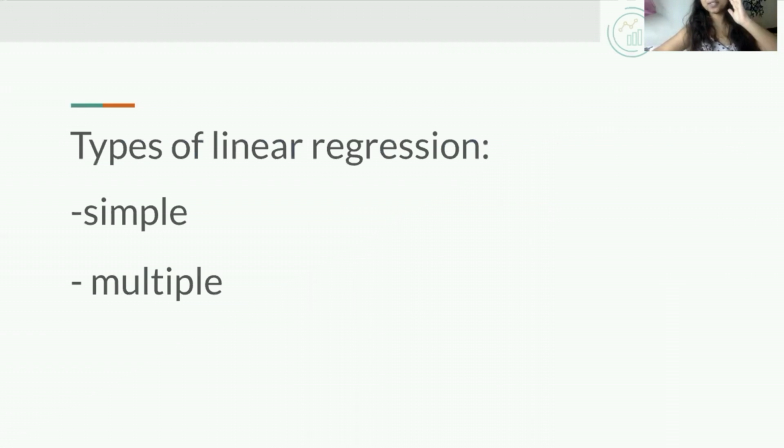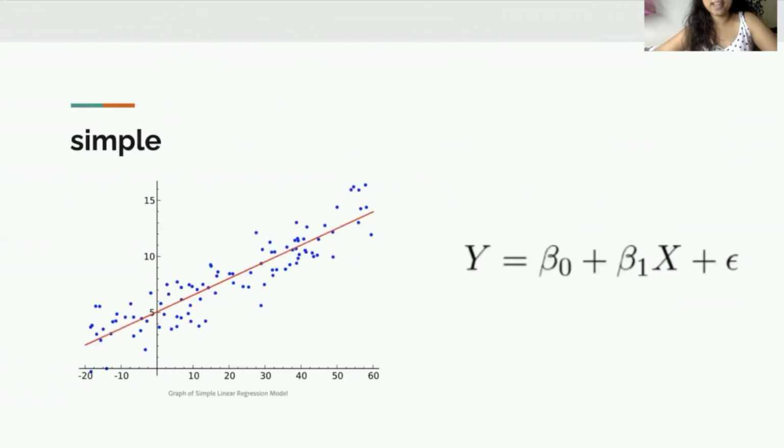And there are two types of linear regression. What we've been studying till now, and the examples that I've been giving you, are of simple regression. And so it's just a straight line fitting a scatter plot.